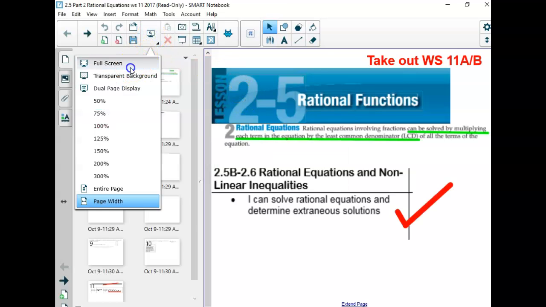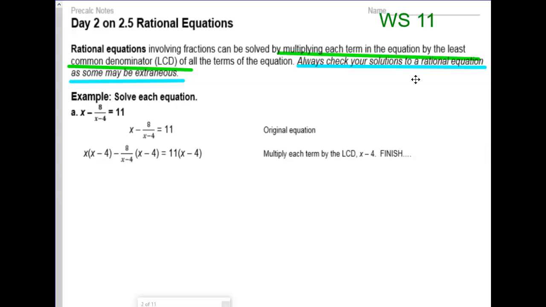All right, so we're going to be solving a rational equation. This one's kind of half done for you. The original problem here, for example A, says it's the equation x minus 8 over x minus 4 equals 11. And this is a rational equation because you have algebra in your denominator.